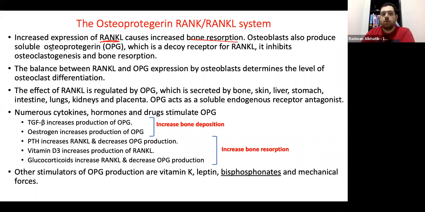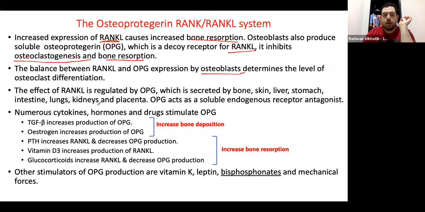Okay, so osteoprotegerin is the decoy receptor for RANK-L, and decoy receptor means that it will just block the RANK-L so that it will not be activated. The OPG inhibits osteoclastogenesis and bone resorption. It stops the bone destruction process. And that's why we usually need a balance between the RANK-L and the OPG, because one of them destroys the bone and one of them builds the bone. So we need a balance between them, and this balance is maintained by the osteoblast.